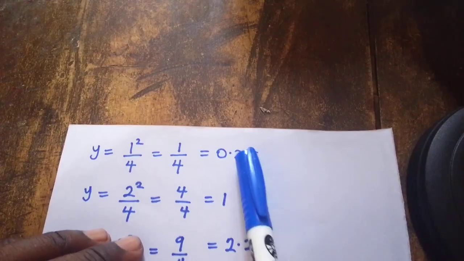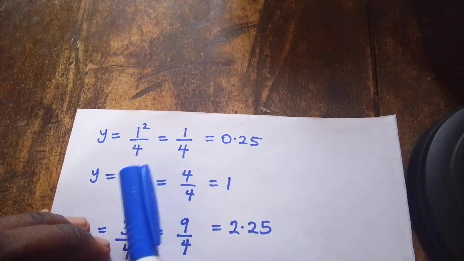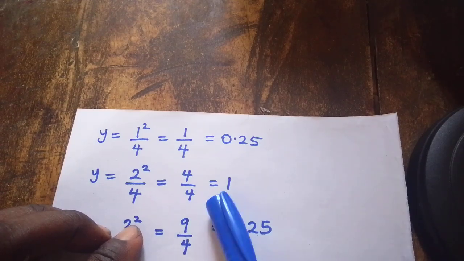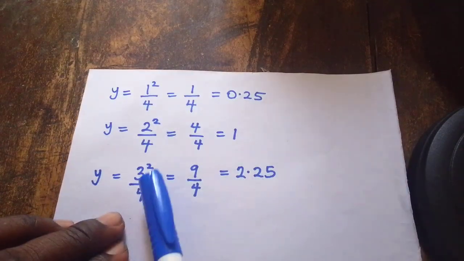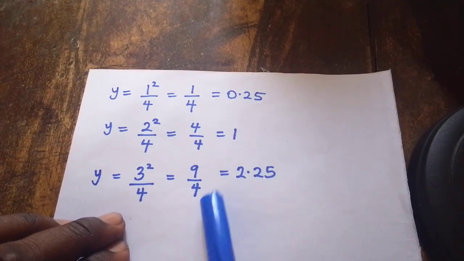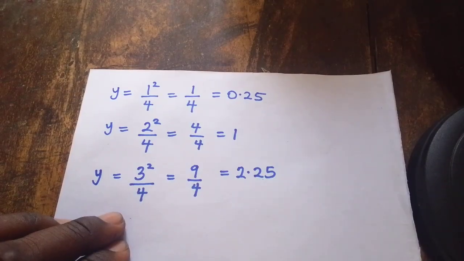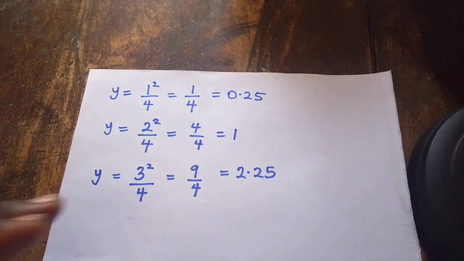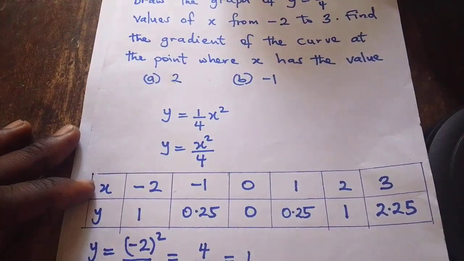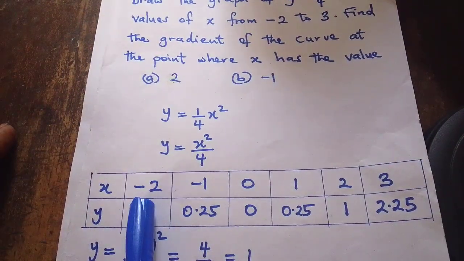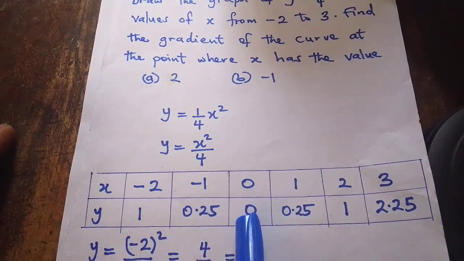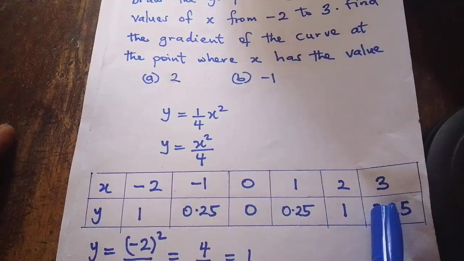When x is 2, in place of x, put 2 squared over 4. 2 squared is 4, divided by 4 is 1. Then when x is 3, 3 squared divided by 4. 3 squared is 9, divided by 4. 9 divided by 4 is 2.25. So you are going to fill this table for the values of x from -2 to 3. That means y will be 1, 0.25, 0, 0.25, 1, and 2.25.